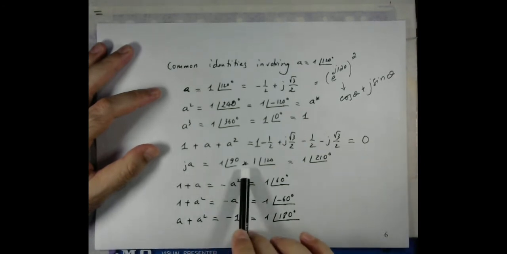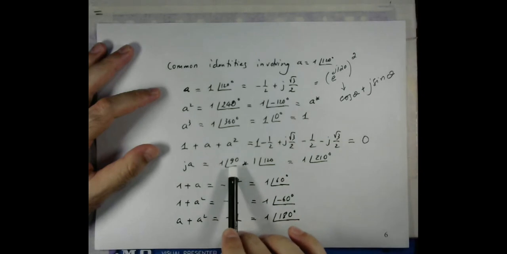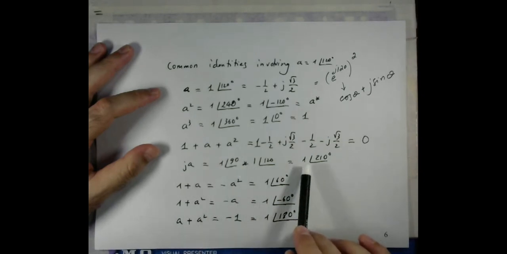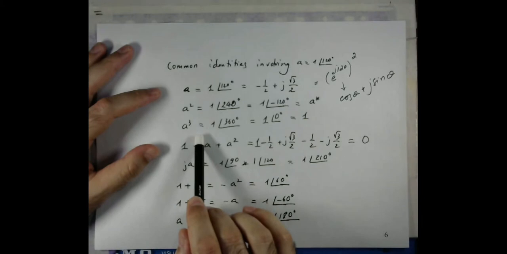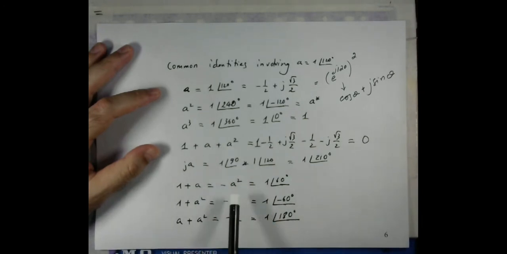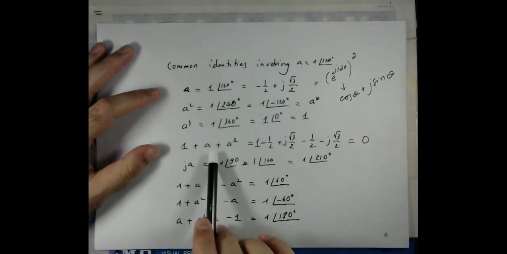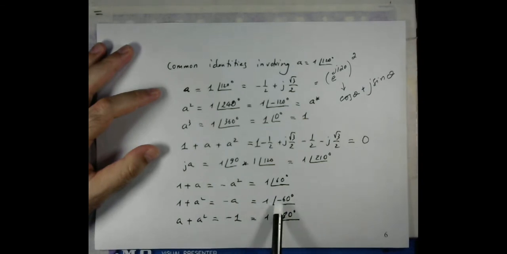Also ja will be equal to 1 with an angle of 210, because we know j is equal to 1 angle 90. Now from this expression, one can write that 1 plus a will be equal to minus a squared, and that is also equal to 1 angle 60 degrees. Similarly, 1 plus a squared is equal to minus a, and that is equal to 1 angle minus 60. Similarly, a minus a squared, or 1 plus a plus a squared, is equal to minus 1, which is also equal to 1 angle 180.